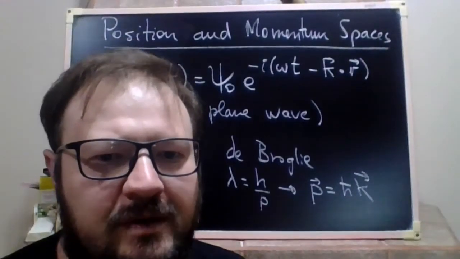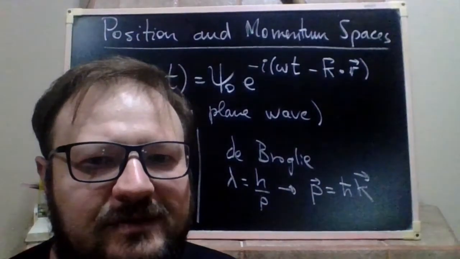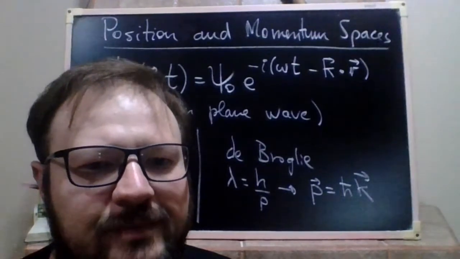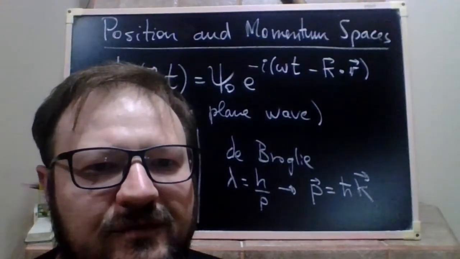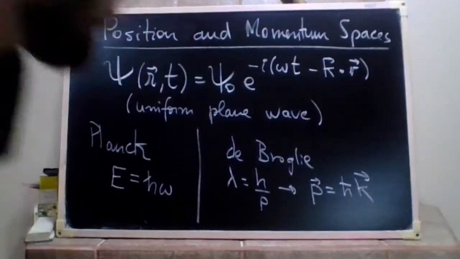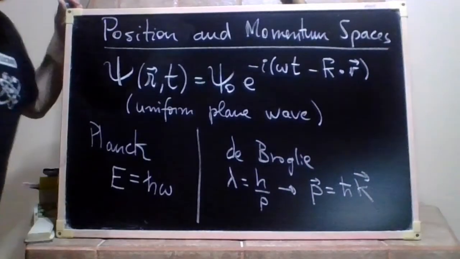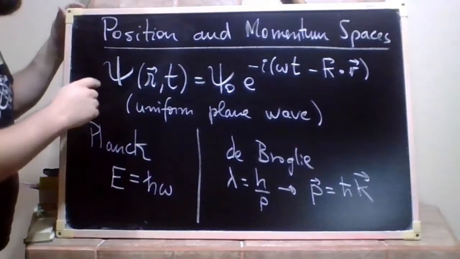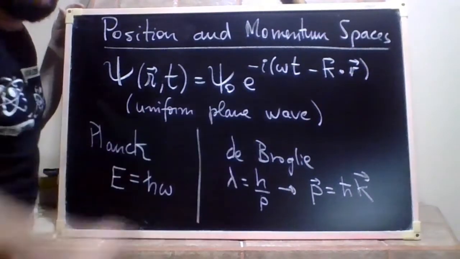Hi everybody. In this lecture we'll talk about position and momentum spaces and the uncertainty relations for position and momentum. So let's start by remembering a uniform plane wave.